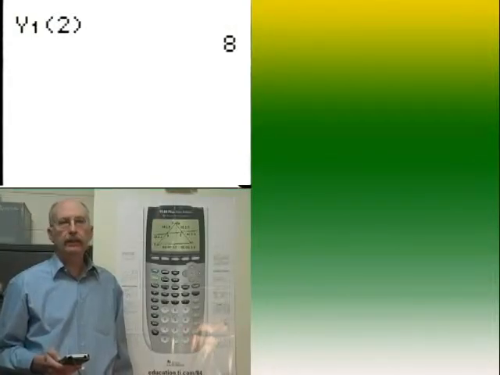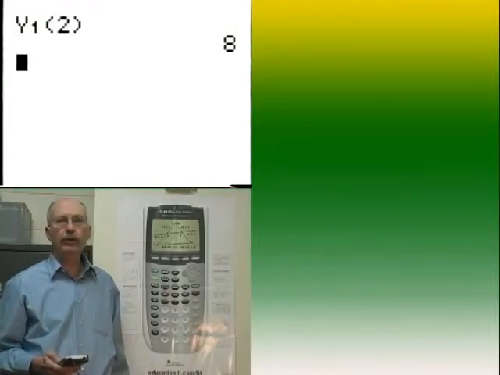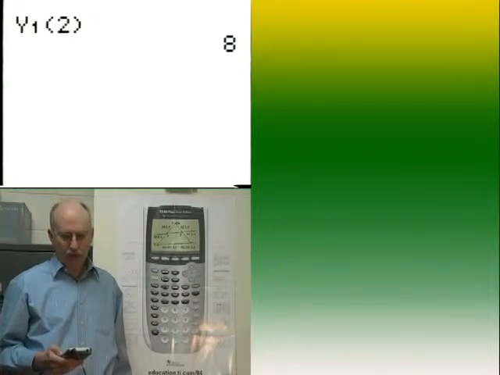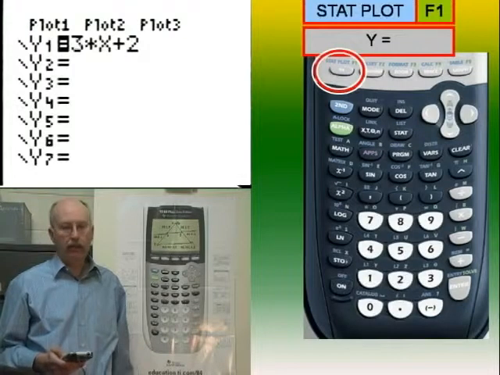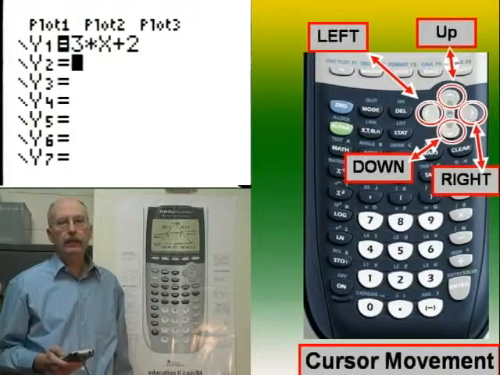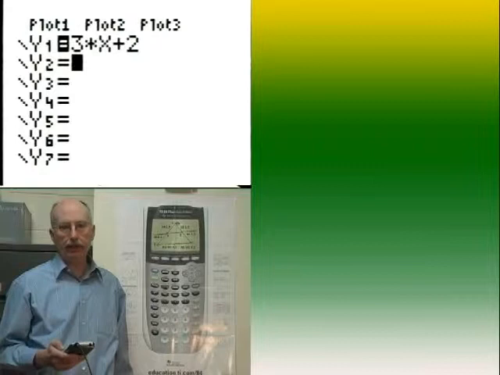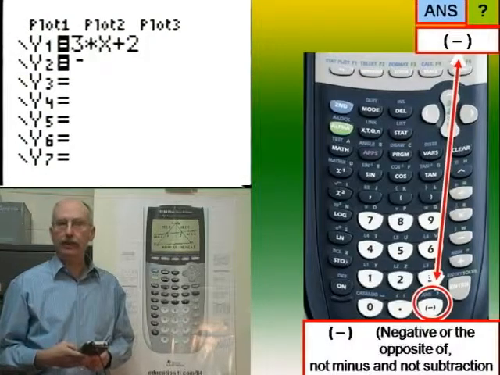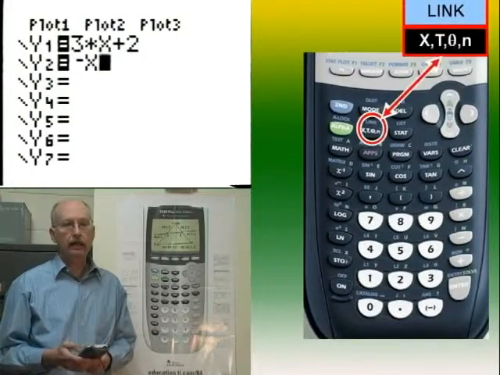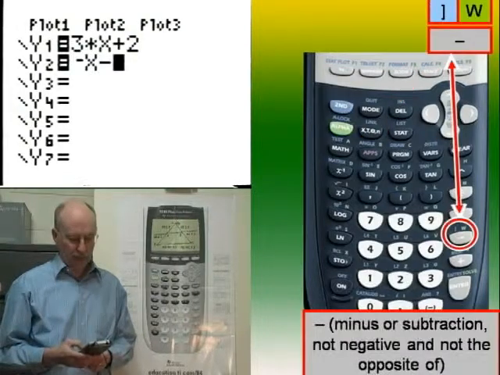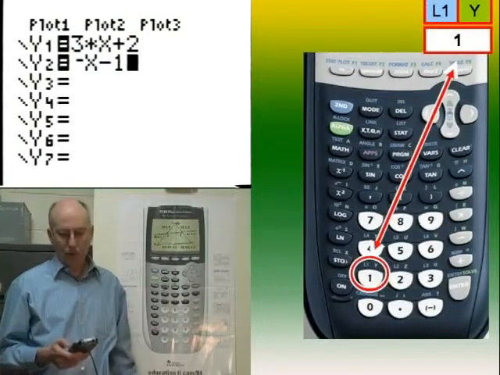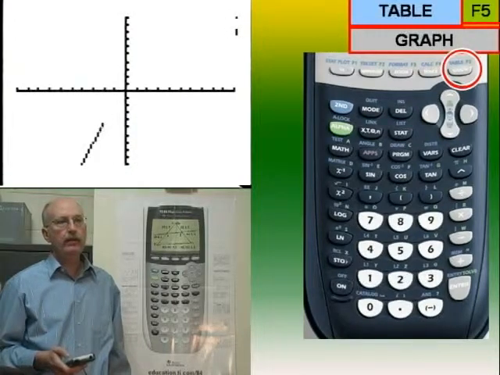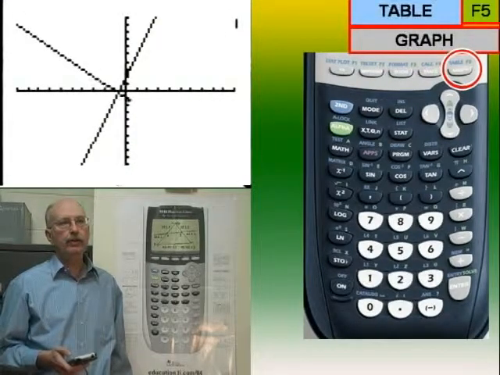Welcome back. Now suppose we wanted to graph two equations at the same time. Let's go back to the y equals screen, and we'll scroll down to y2, and we'll put in a new equation, y equals minus x minus 1. We're going to load in minus, and remember we're using the opposite of sign here, not the minus sign, x t theta n, subtraction sign 1. And now we're going to hit the graph key. And you can see our original graph, and there's the second line coming through.